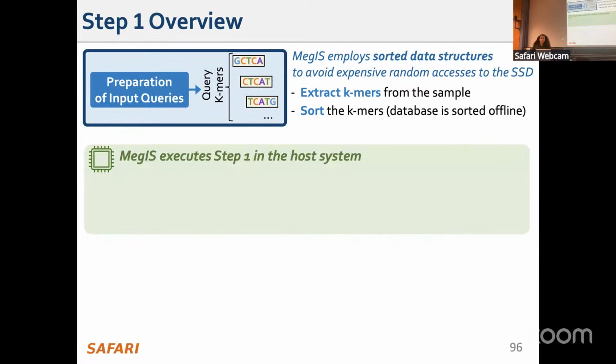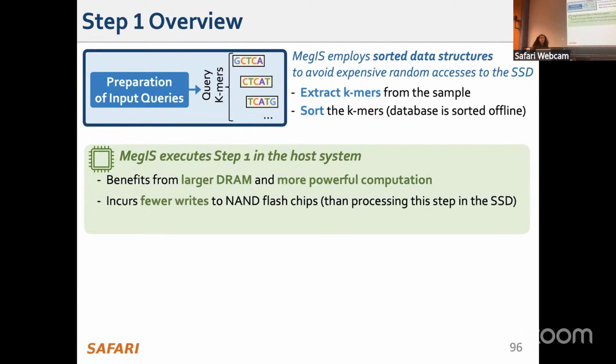Okay, so MegIS executes this step in the host system. Why is that? Because it benefits from larger DRAM and more powerful computation, because we need to extract a lot of k-mers, so there's a lot of writes involved. It's good to have this DRAM because otherwise we need to write to the NAND flash chips, which can hurt lifetime. And as I said, it incurs fewer writes to the NAND flash chips than the case if we were to execute this step inside the SSD.